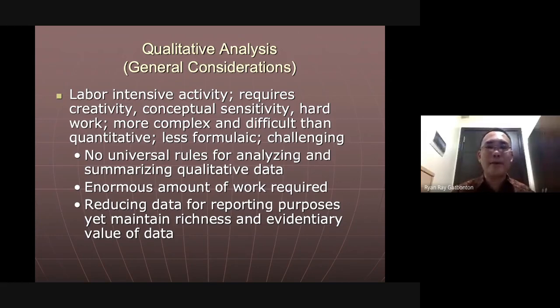Gaya nga ng sinabi ko, there are no universal rules for analyzing and summarizing qualitative data. At dahil nga ikaw ay nag-handle ng qualitative data, you are dealing with text. It will require you to record, transcribe, read, and reread, and revalidate whatever you have collected from your respondents. So, minsan, sa pag-handle ng qualitative data, sobrang lawak ng kanyang scope.